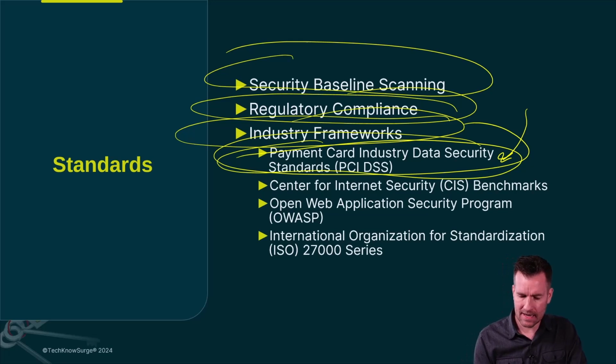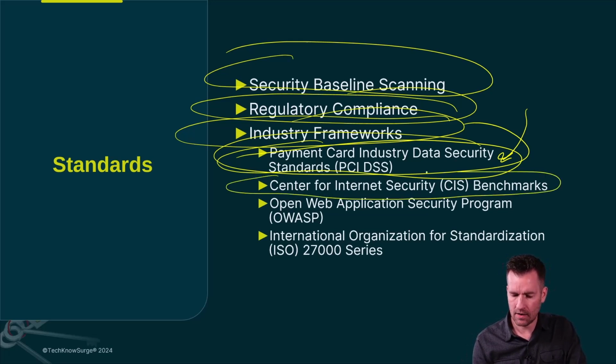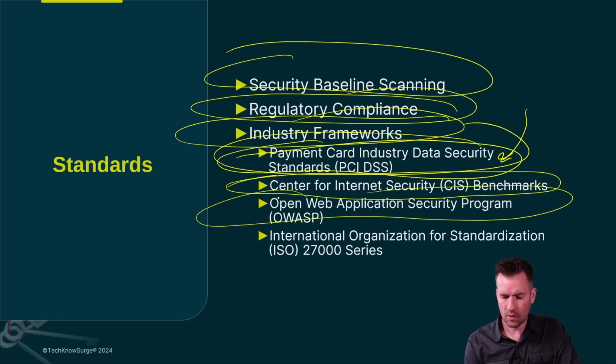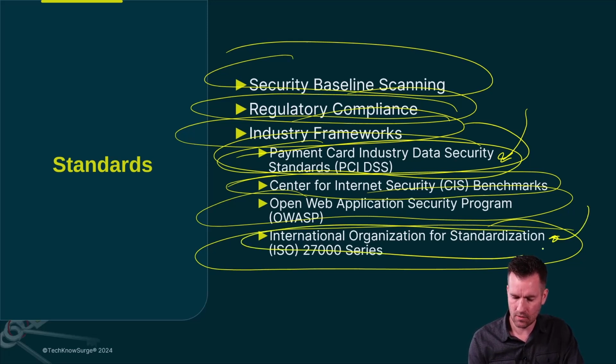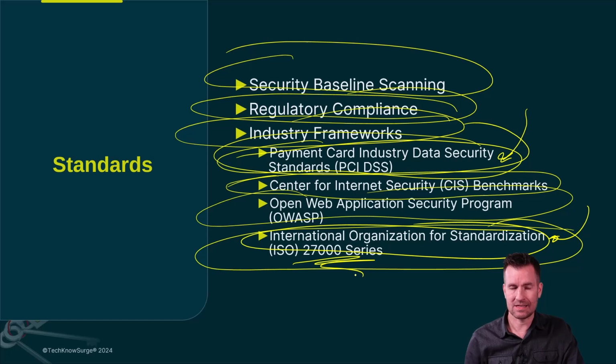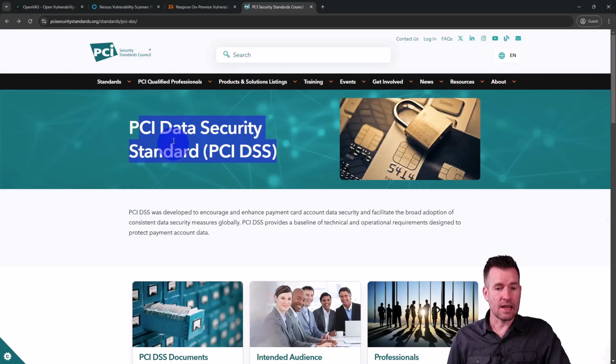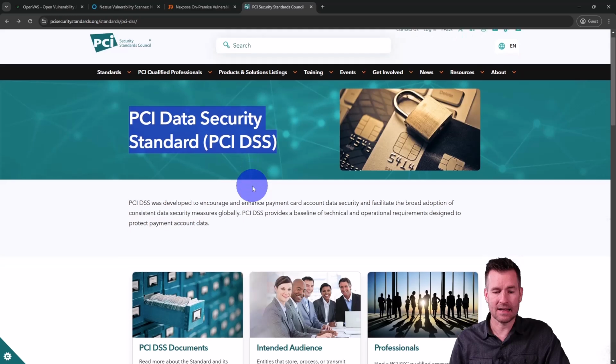Other standards that we might see out there are the Center for Internet Security, CIS benchmarks. We could also use OWASP, the Open Web Application Security Project, and ISO 27000, the International Organization for Standardization. This is the organization right here, and the 27000 series is the one that we would utilize as the benchmark for our standard for scanning our network.